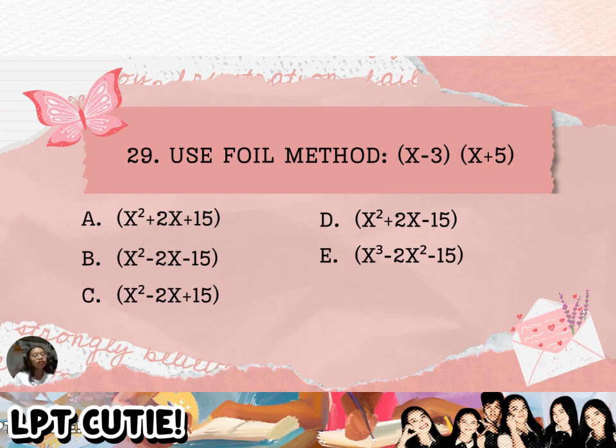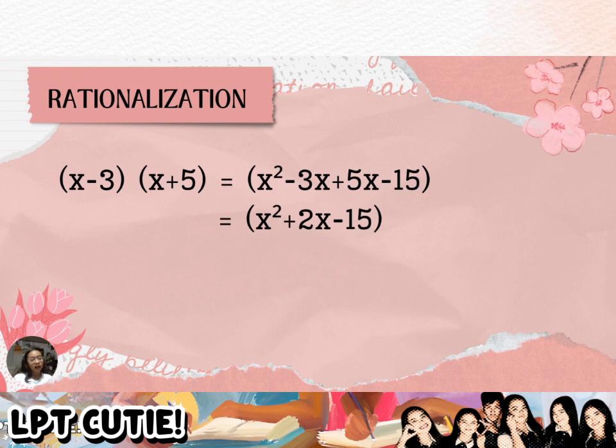So you can solve your answer on your sheets, and the answer is letter D. So I hope you got the correct answer. The answer is x squared plus 2x minus 15. So we are solving here using the FOIL method. From the word FOIL, we do the first terms first. So we have the first terms, x and x, which will be equal to x squared.